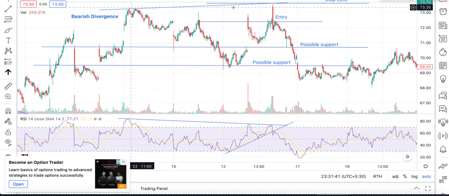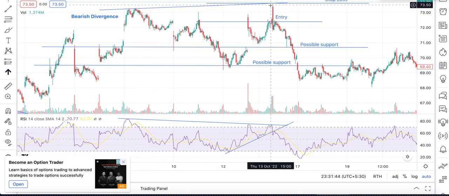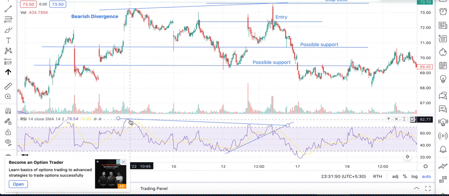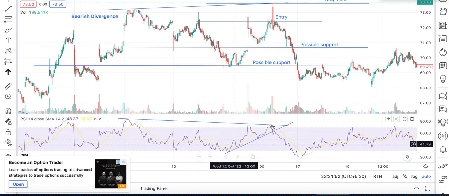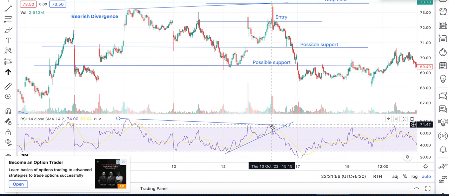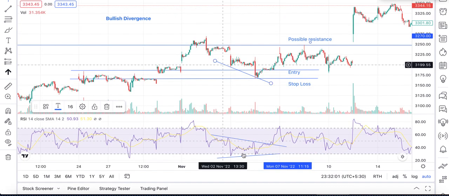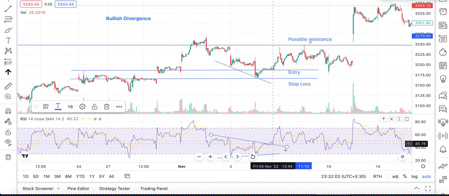You see the price increasing from 73 to 74 rupees, but the RSI over here does not go hand in hand once again. The first peak being around 82 and the second peak being around almost 74, 75 indicates a different direction. Now, in both these cases, before you take a position in the stock, what you have to do is draw a trend line in the RSI chart.